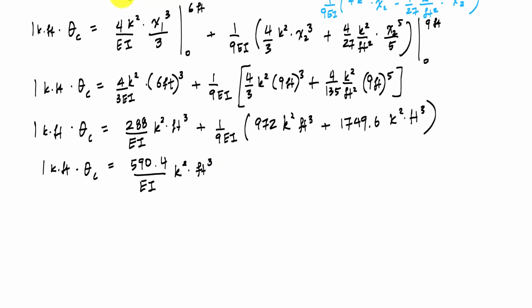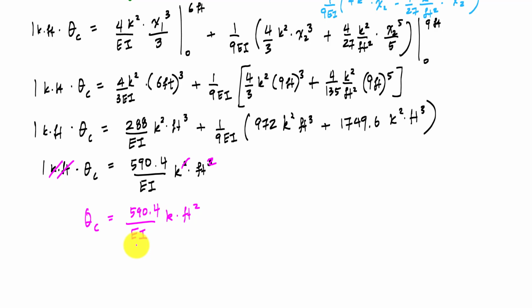All right, and if I look at the units here, if I divide kip and feet, I can get rid of 1, and this will leave me with kip feet squared. And so my final answer is that theta c, the slope, is 590.4 over EI kip foot squared. The slope should be dimensionless or in units of radians, but this EI also has units of kip feet squared, so they'll eventually cancel out if you have to plug in numbers for the modulus of elasticity and the moment of inertia.